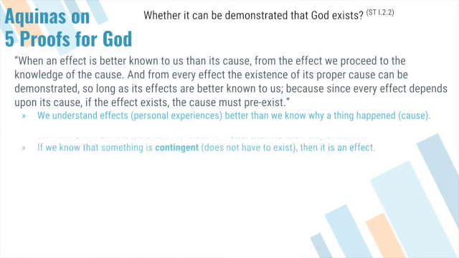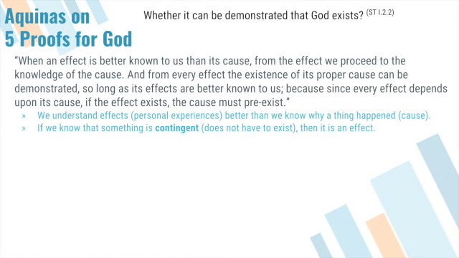So we start there. If we know that something is contingent, which means does not have to exist, then it is an effect. The car accident is contingent. The crime scene is contingent. My existence is contingent. I didn't have to exist.